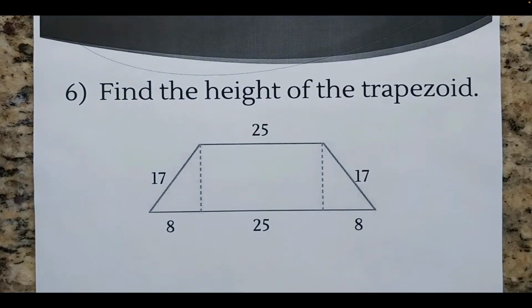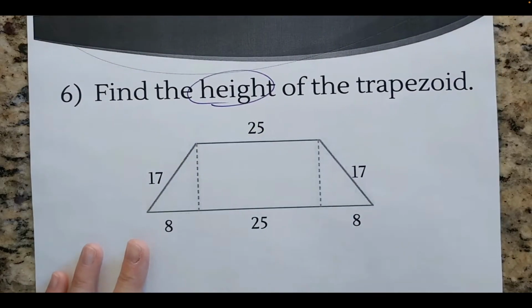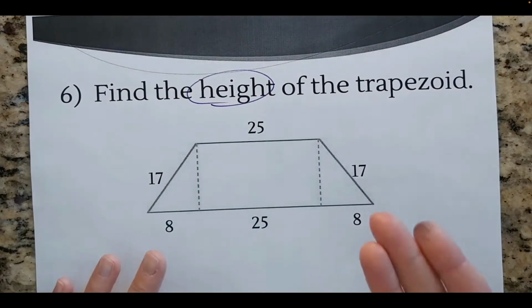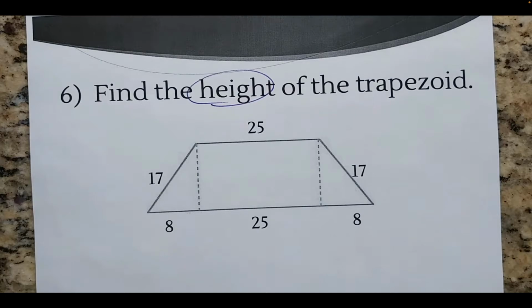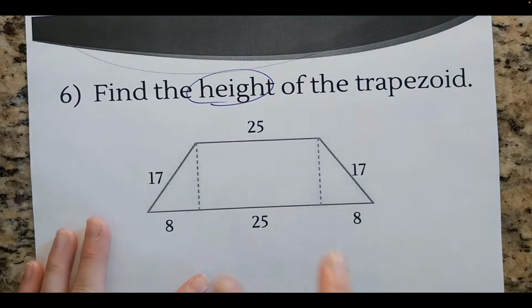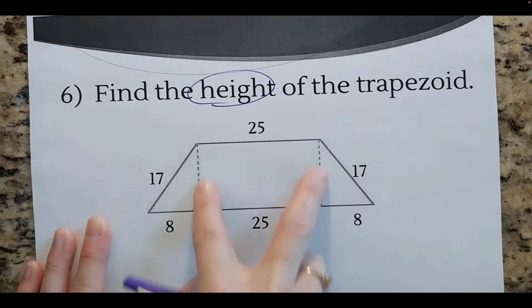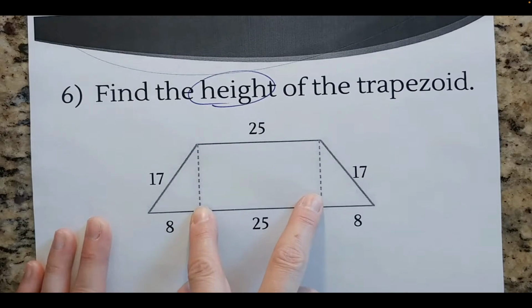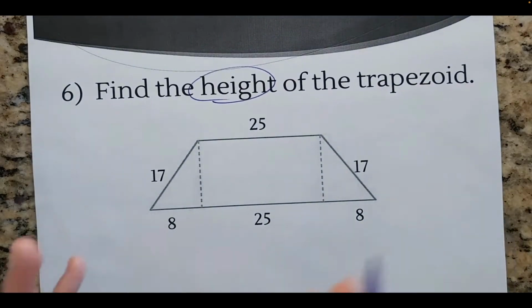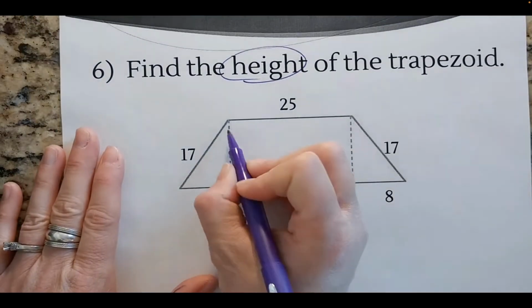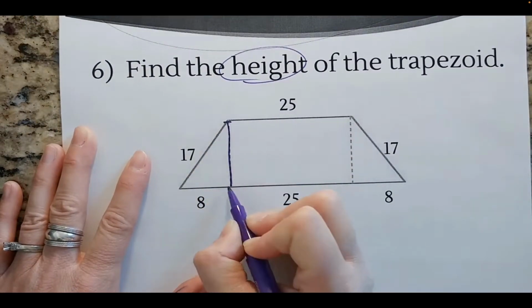Next one we see here is a trapezoid. We're asked to find the height of the trapezoid. Remember, when you're measuring height, just like the height of yourself, you want to be standing straight up and down. So these two right here, the straight up and down, that's the height of the trapezoid. Remember, everything's related to a triangle somehow. So how could I figure out the height of this trapezoid?